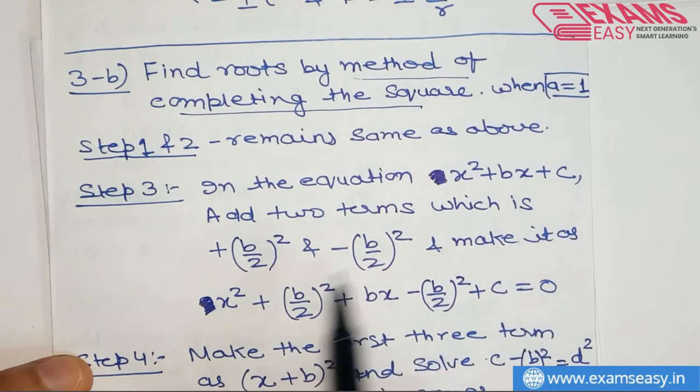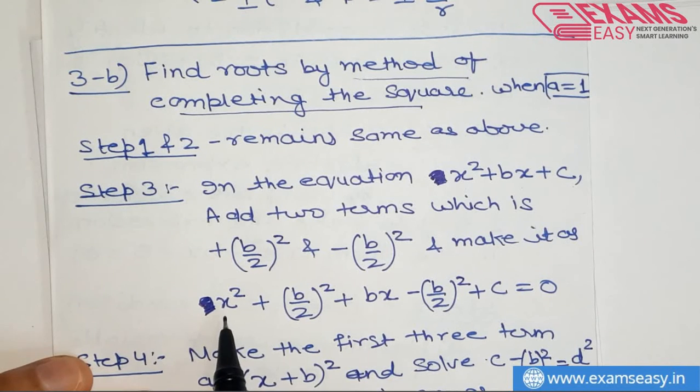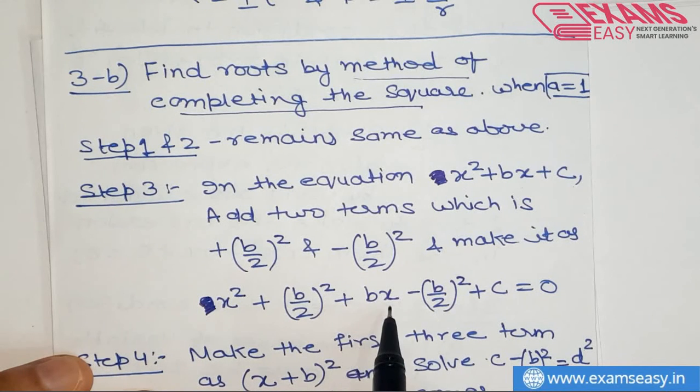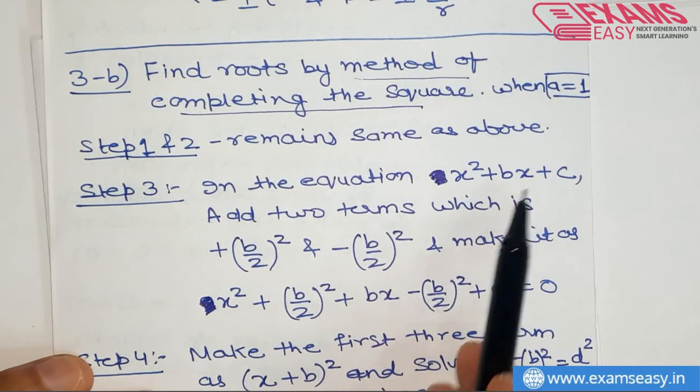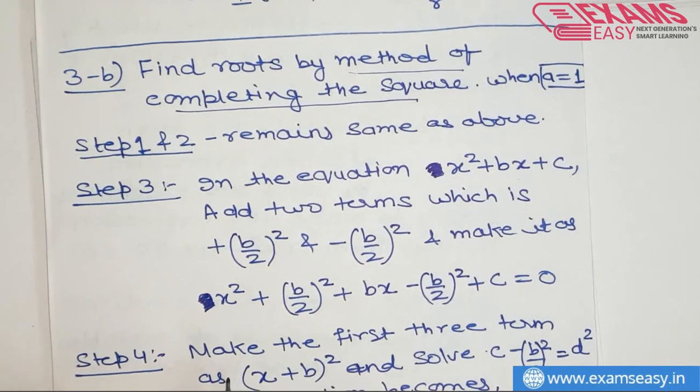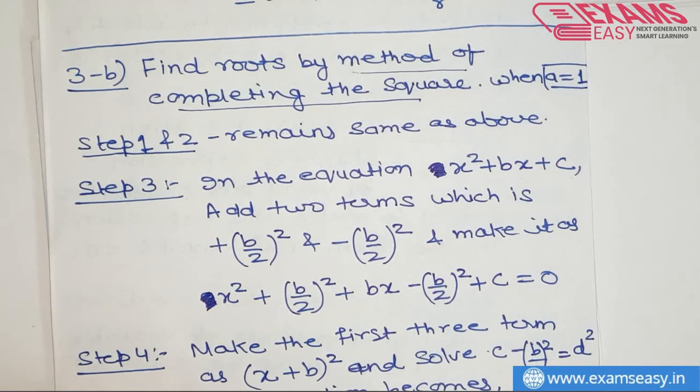After doing this, the equation will be formed in this way: x square plus bx plus b by 2 whole square minus b by 2 whole square plus c equal to 0. Friends, if we cancel these two terms, then it becomes our earlier equation. So it is not affecting this equation. Before moving to step 4, let us see how we do step 3 by taking an example.